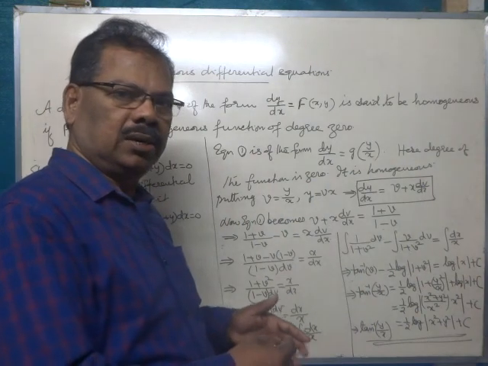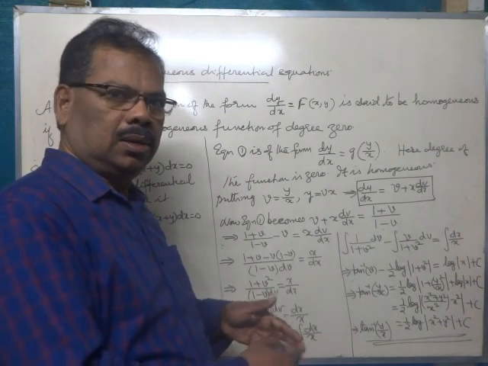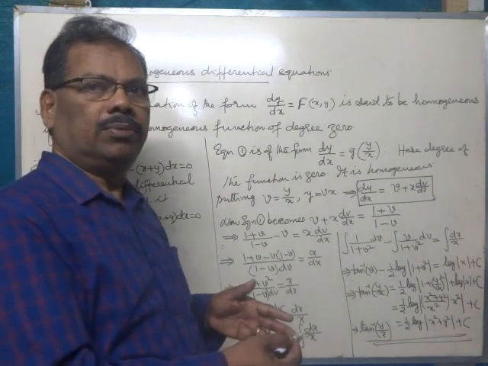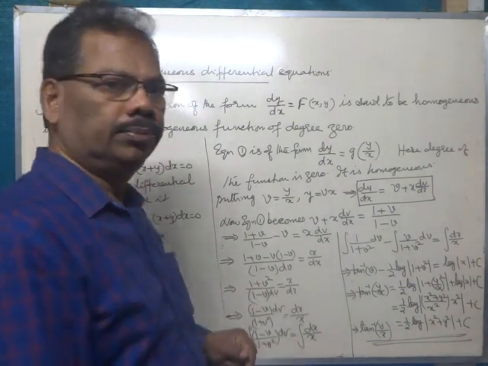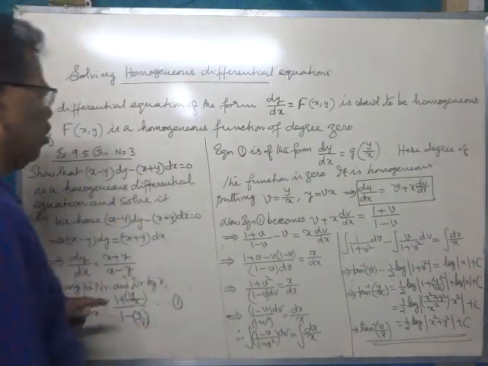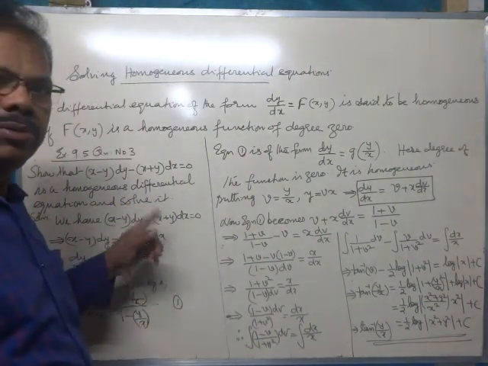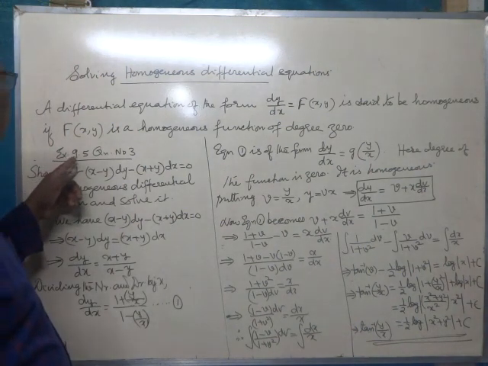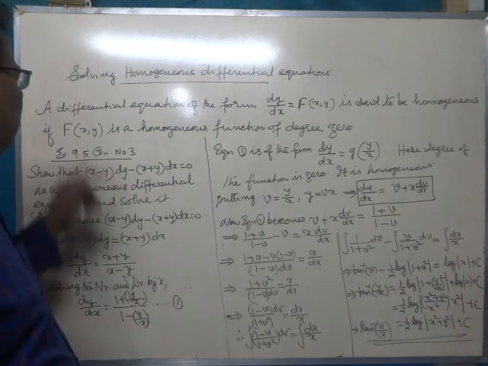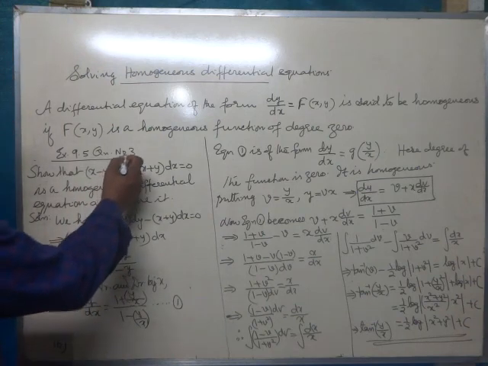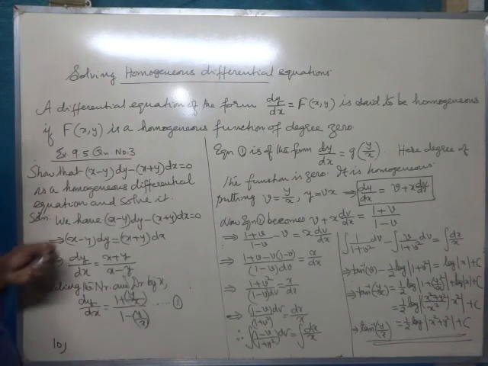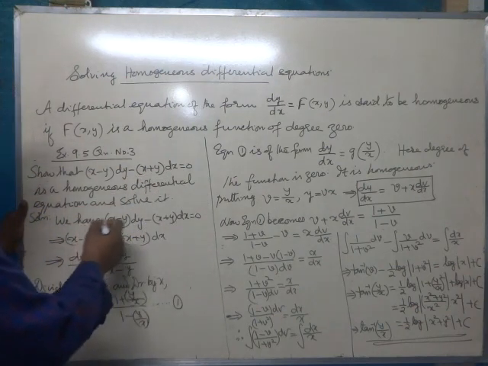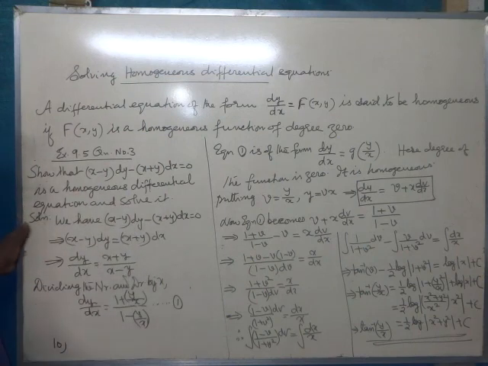If we consider the terms of that equation, every term will be of degree 0. Now we shall discuss a question. In your NCERT text, exercise 9.5, question number 3: show that (x minus y) dy minus (x plus y) dx equals 0 is a homogeneous differential equation and solve it.